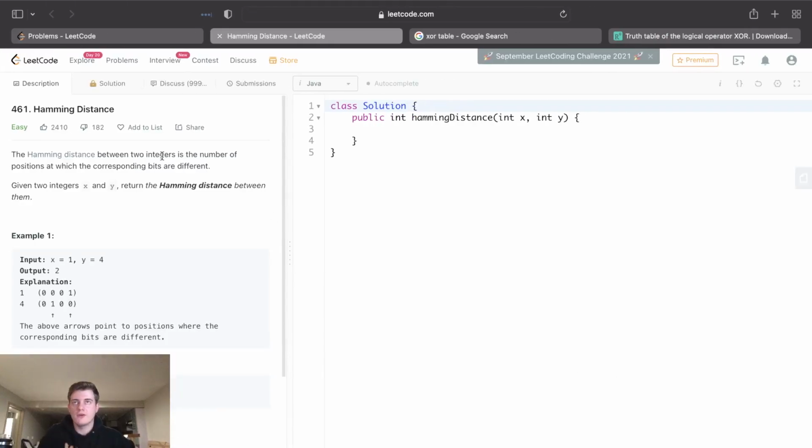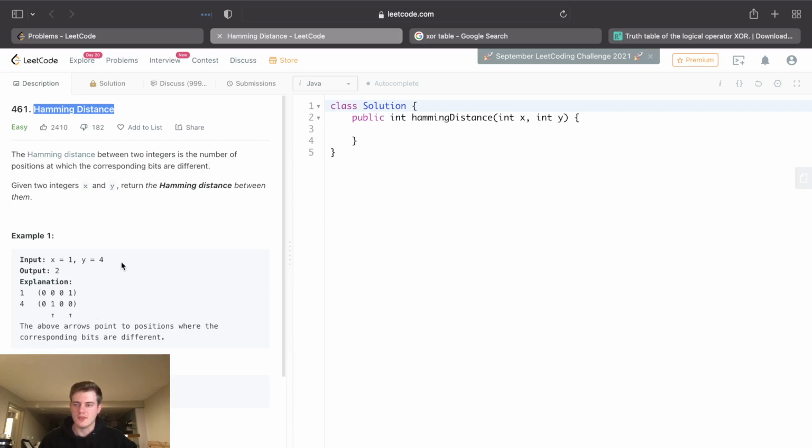Hey everyone, today I'll be going over an easy Leetcode problem, 461, Hamming distance. So basically, we're given two integers x and y, and we return the Hamming distance. The Hamming distance is the number of positions at which the corresponding bits are different.